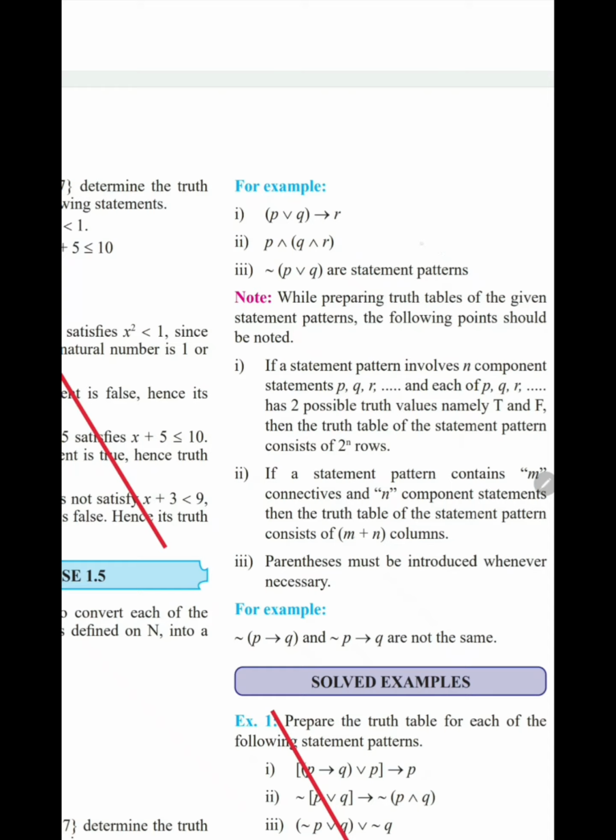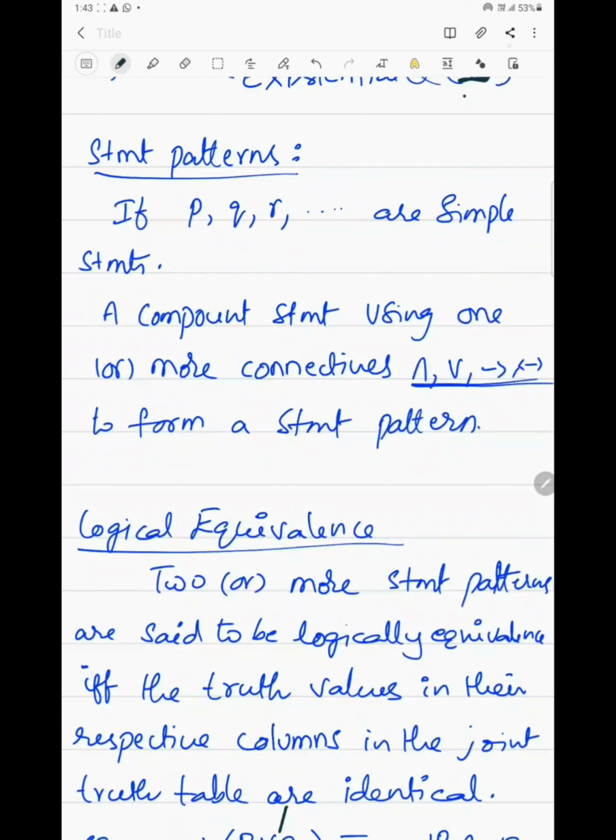Statement patterns means the statements which are used to form a statement pattern. It should use one or more connectives to form a statement pattern. Compound statement means using 2 or more statements, not sentences, right? By using more than one connective, either disjunction, conjunction, implication or double implication, it is called a statement pattern. Then, what is logical equivalence?